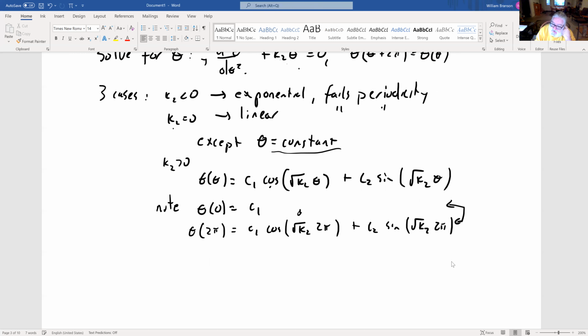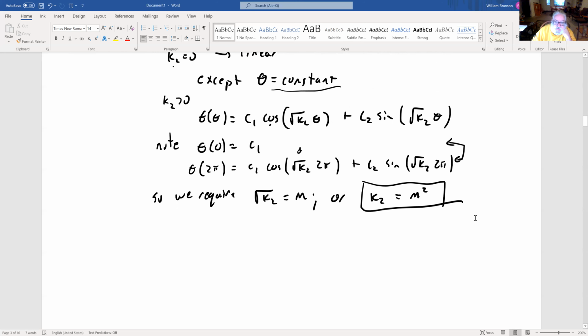Right? And the problem is, what is square root of K2? If square root of K2 is not an integer, then these two things are generally not equal to each other. So we require square root of K2 to be an integer, which we'll call m, or K2 is an integer squared. And so we've evaluated the second separation constant, and we end up with theta sub m of theta equals C1 cosine m theta plus C2 sine m theta to meet our periodicity equations.